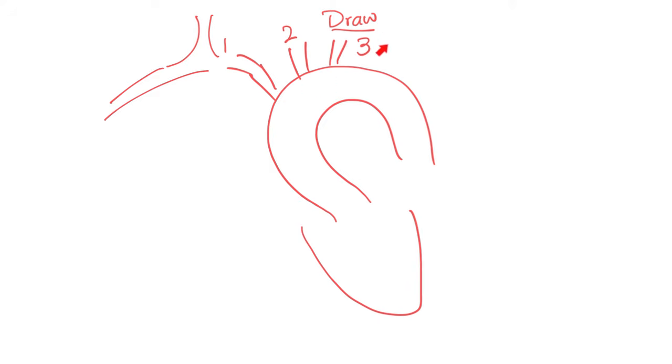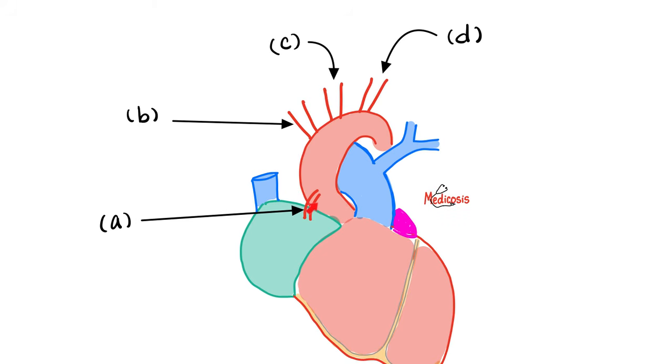There is no brachiocephalic artery on the left side. But where are the coronary arteries then? The right coronary and the left coronary come out of the ascending aorta, not the aortic arch. Let's review. What's this? This is a coronary artery coming from the ascending aorta.